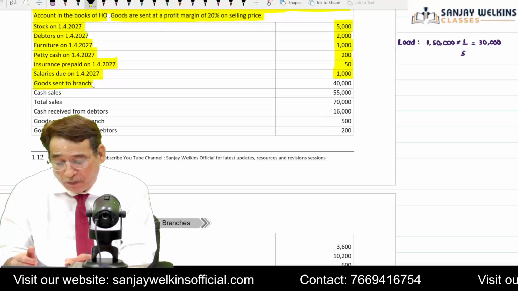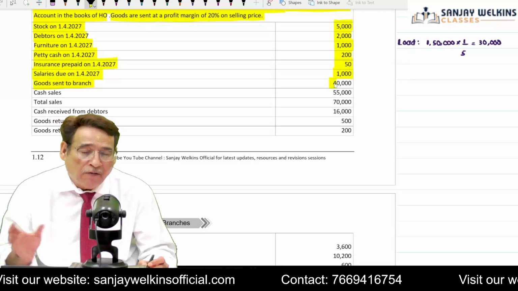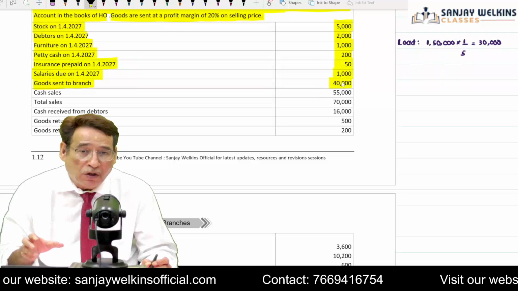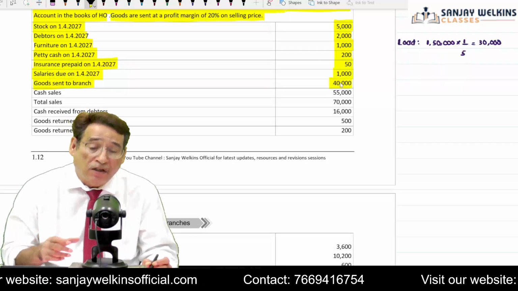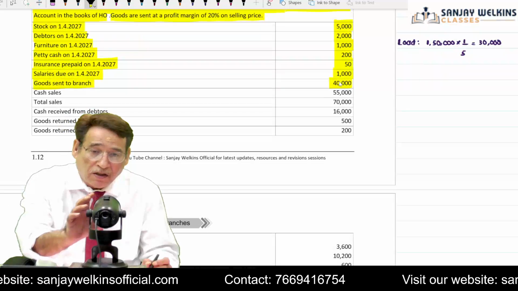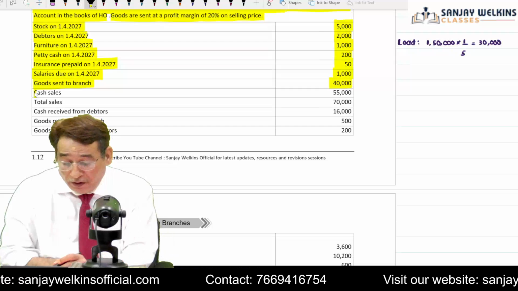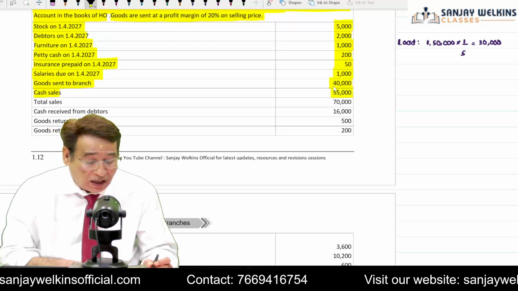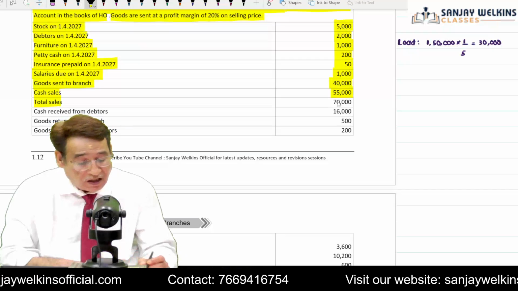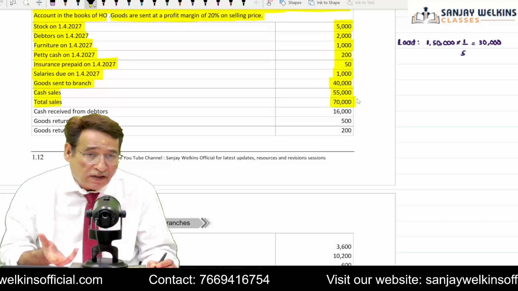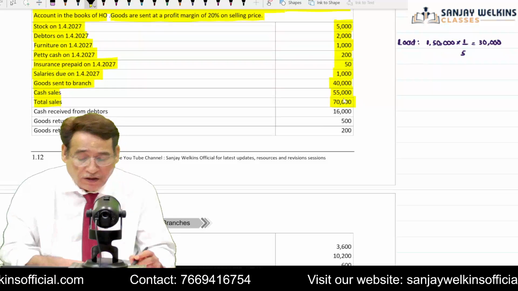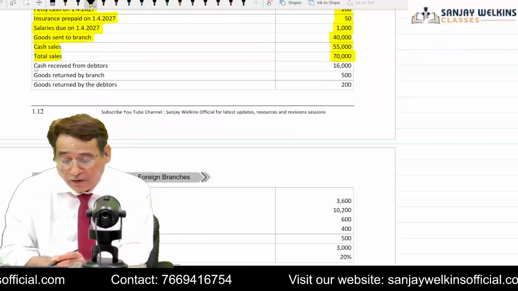Now goods sent to branch, obviously it is at invoice price. I have already told you whether invoice price is written or not, you will have to presume that this is at invoice price. Is it clear to you or not? Now cash sales are given to us, so cash sales we shall write. Then total sales are given to us. Now total sales are 70, cash sales are 55. Obviously our credit sales must be 15,000.